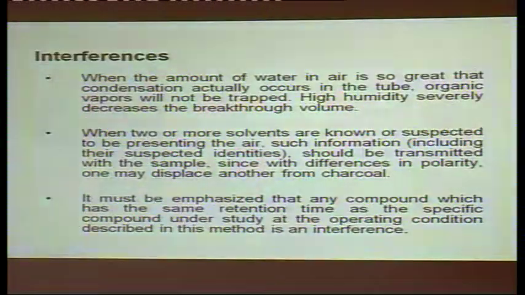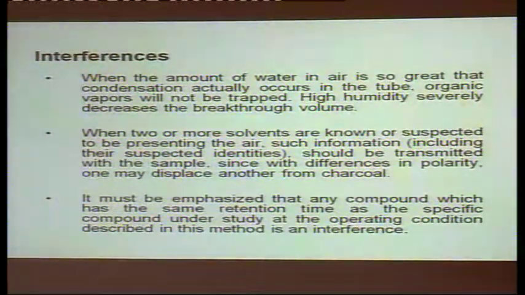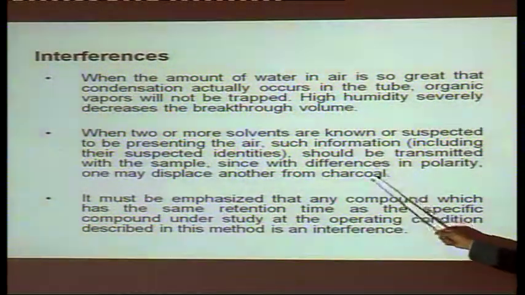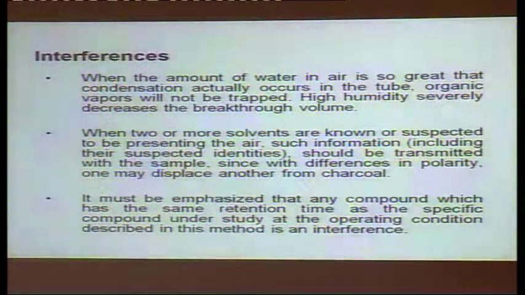Next. There are some interferences. If moisture is there, the organics will not be absorbed properly. So we prepare a small silica gel tube to remove the water molecules before the organics are trapped. The absorption tube should have two or more sections. If a compound is known to have the same retention time, that will be an interference, but this interference can be removed by changing the chromatographic conditions.